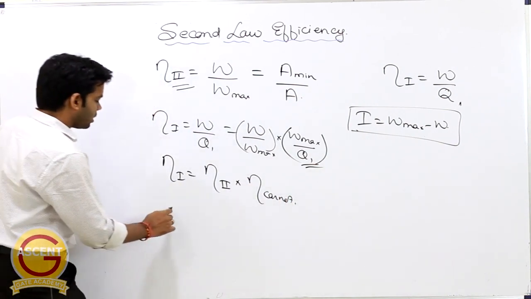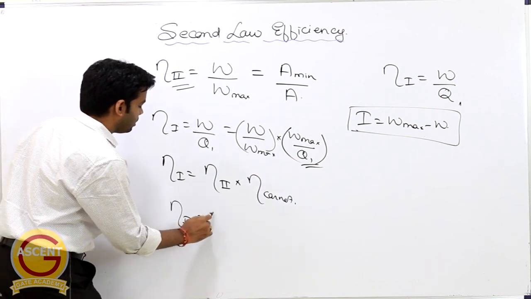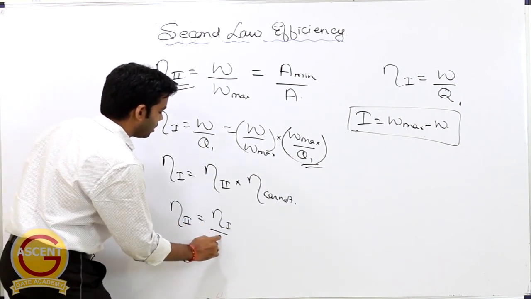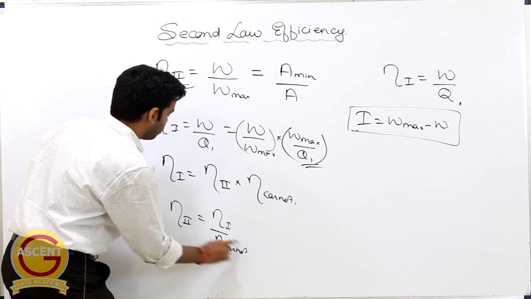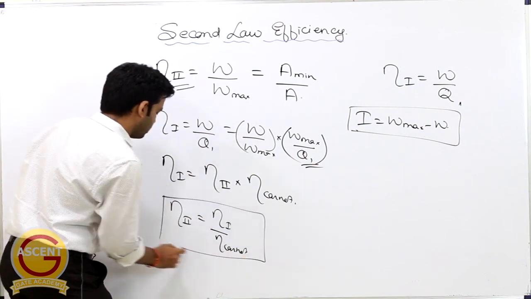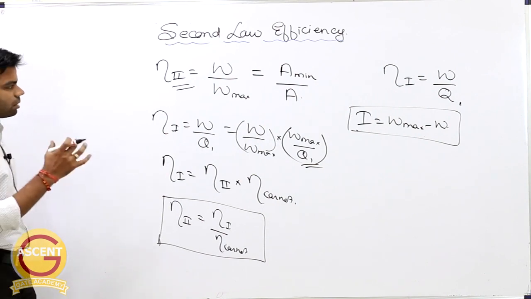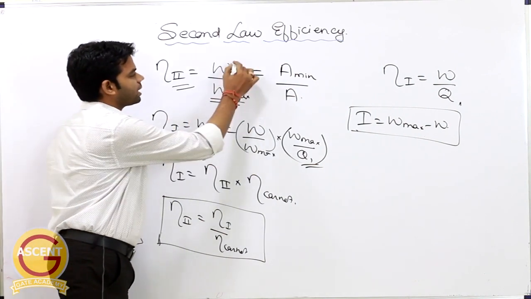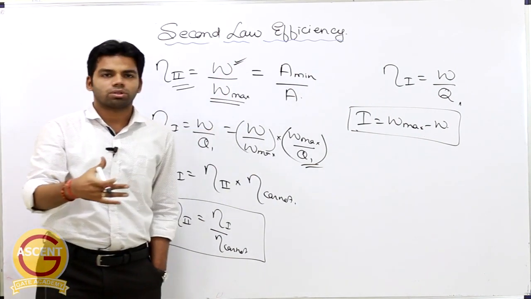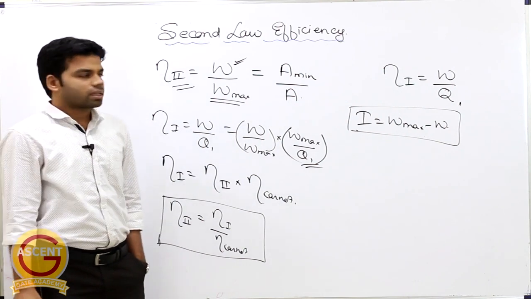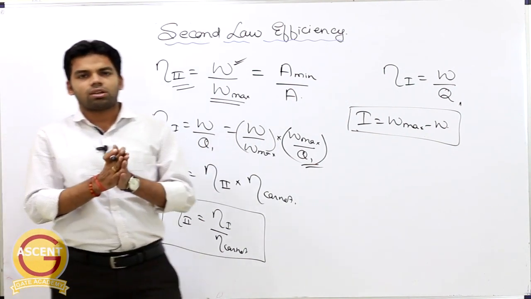Getting this? Or you can say this second law efficiency will be equal to first law efficiency divided by Carnot efficiency. So this is how we can define this second law efficiency, which is concerned with the quality of the work. How much maximum work could have been obtained, but what we actually got because of certain irreversibilities. Getting this now? So this is nothing but the second law efficiency.